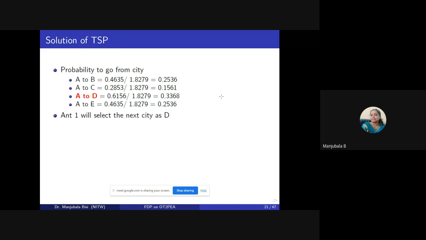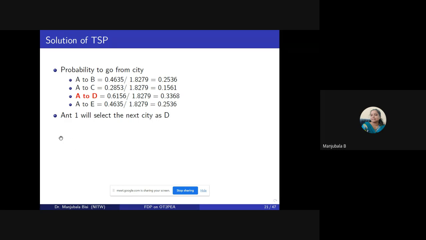So the probability to go from city A to B, you will get 0.25, A to C 0.15, A to D 0.33, A to E 0.25. Right? Now these are the probability values we are getting. So for which city is the probability higher? For the city D, the probability is higher. That is the 0.3. So the ant will select the next city as D.